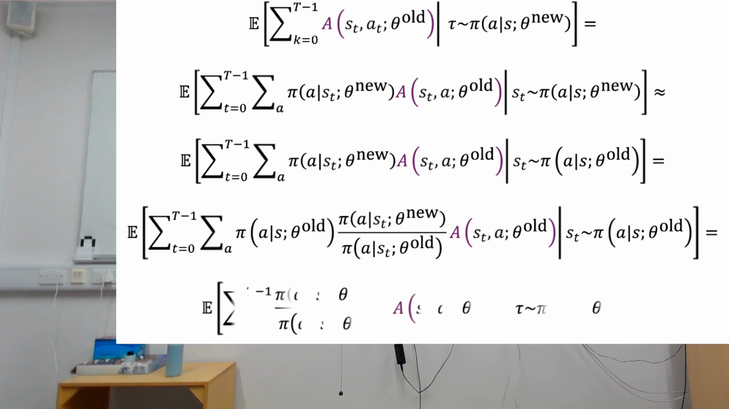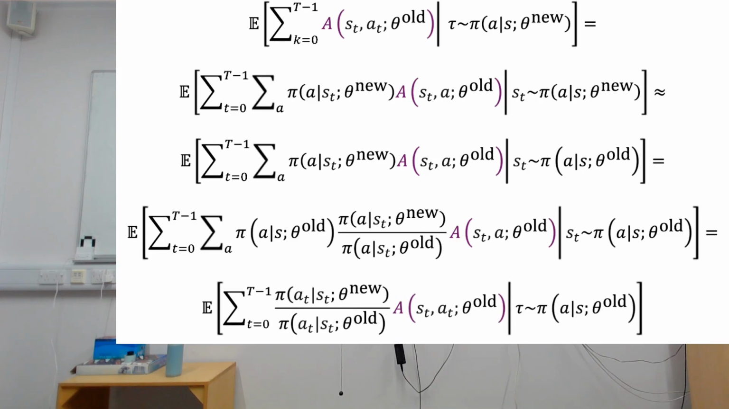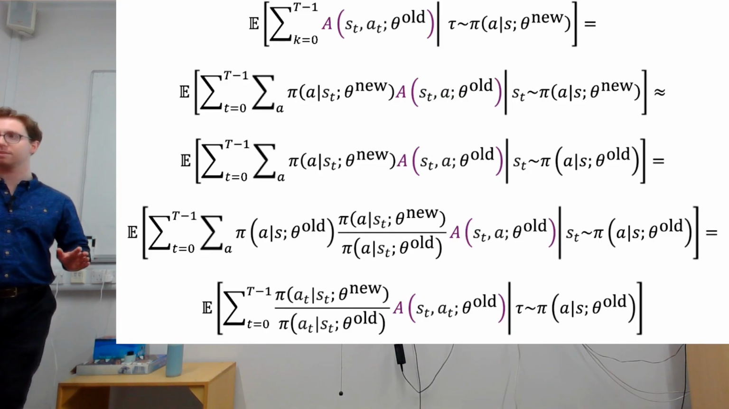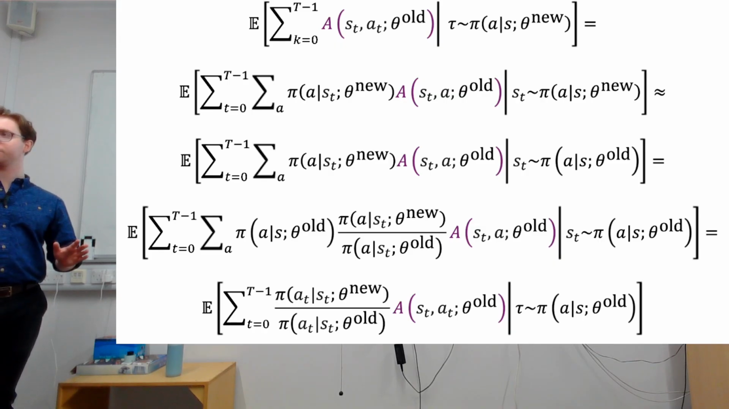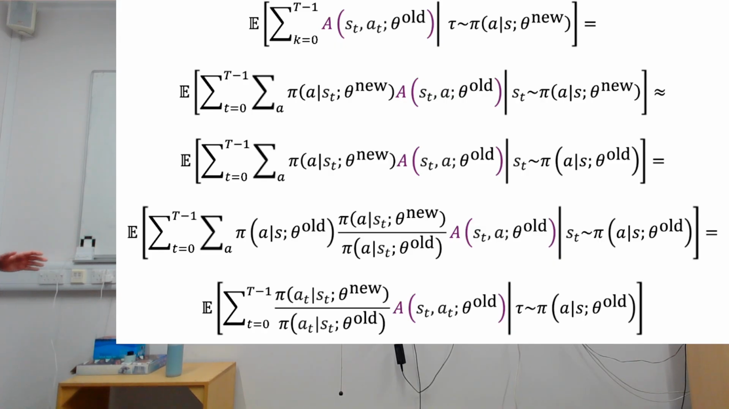Okay. So remember this move at the top where we made the expectation over actions explicit. We can just undo that. And because this is now an expectation with respect to theta old, I can generate trajectories according to theta old and then use this expression here. Any questions about this? It's the last step. Okay, so fairly straightforward moves.